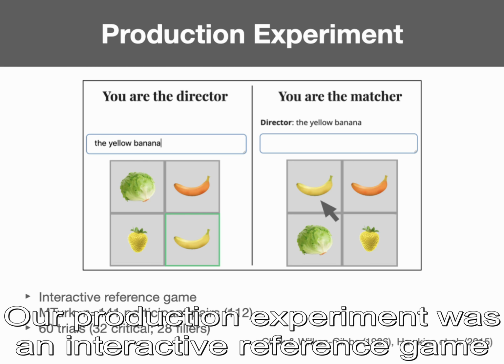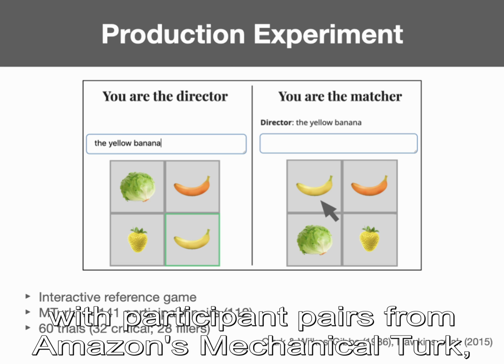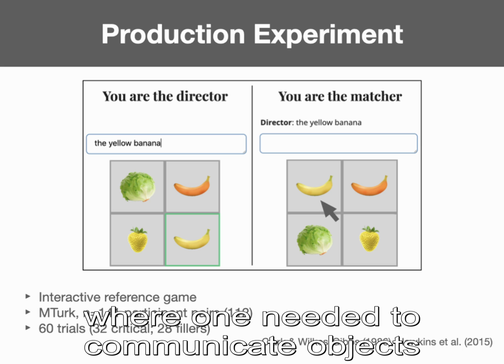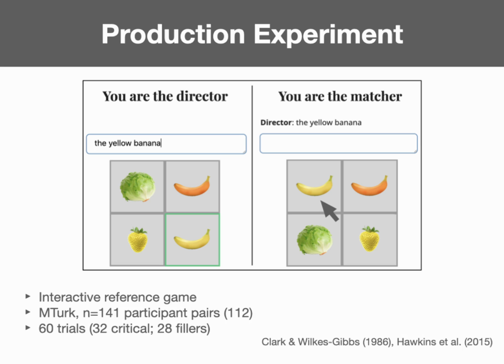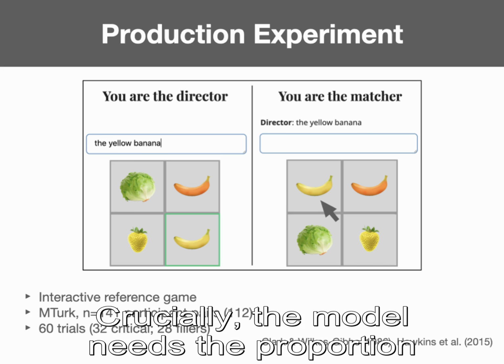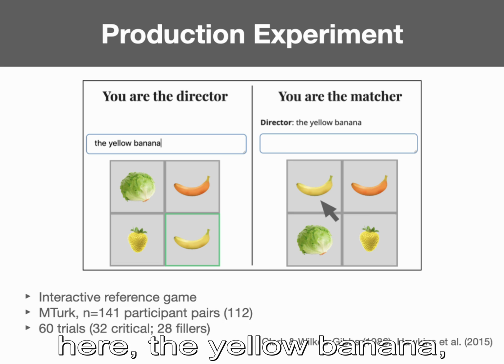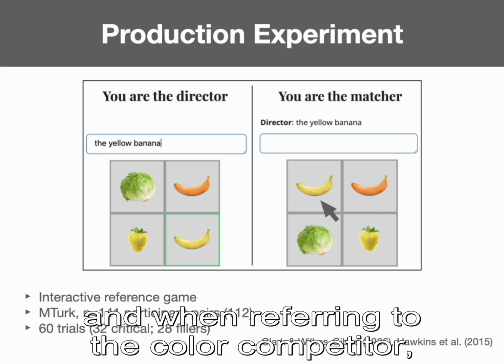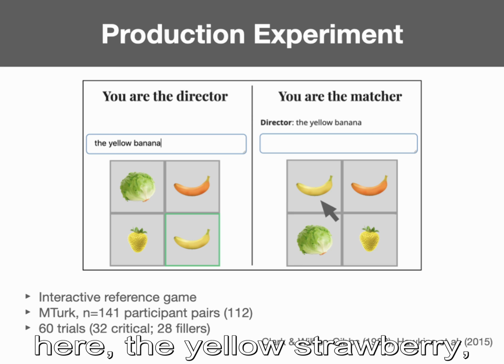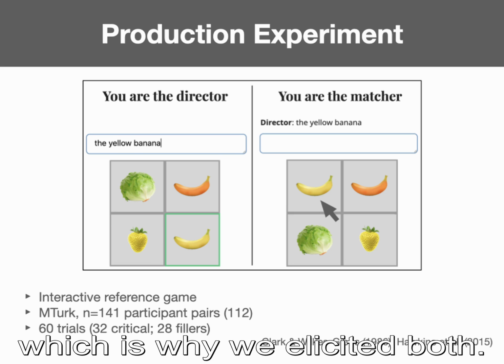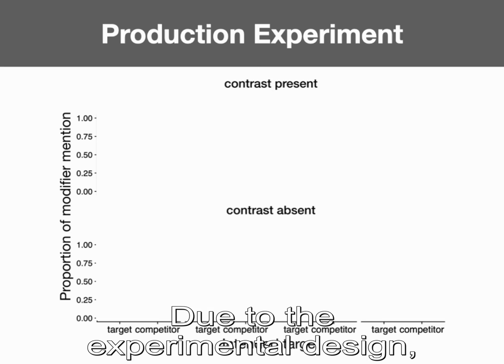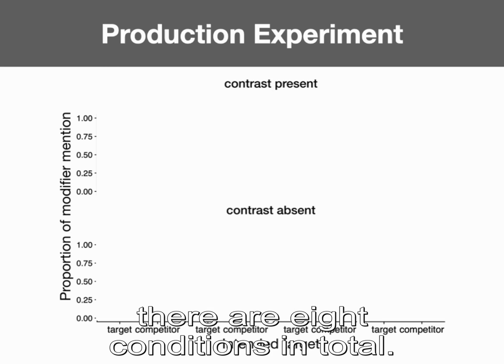Our production experiment was an interactive reference game with participant pairs from Amazon's Mechanical Turk, where one needed to communicate objects, the other had to select. Crucially, the model needs the proportion of using color when referring to the target, here the yellow banana, and when referring to the color competitor, here the yellow strawberry, which is why we elicited both. Due to the experimental design, there are 8 conditions in total.